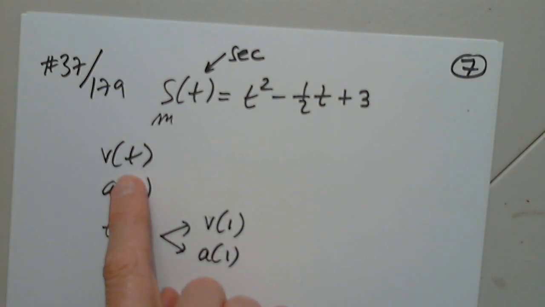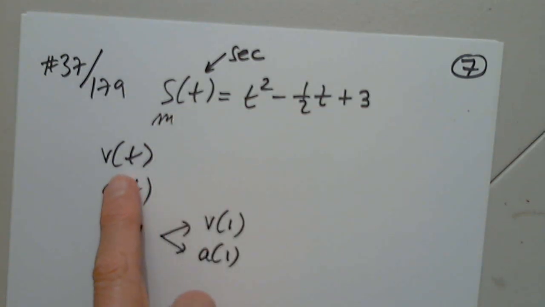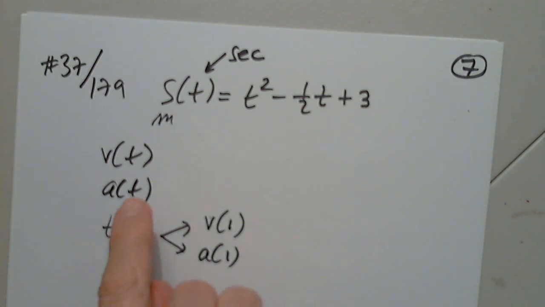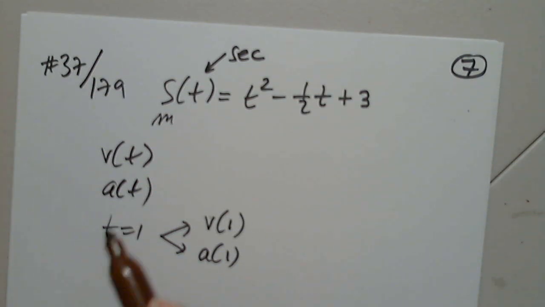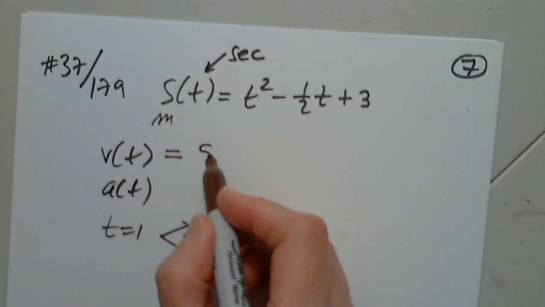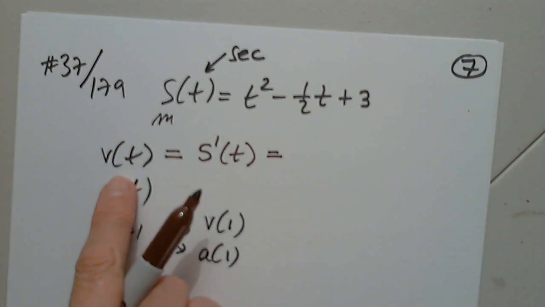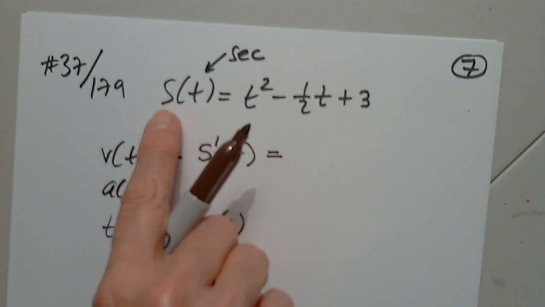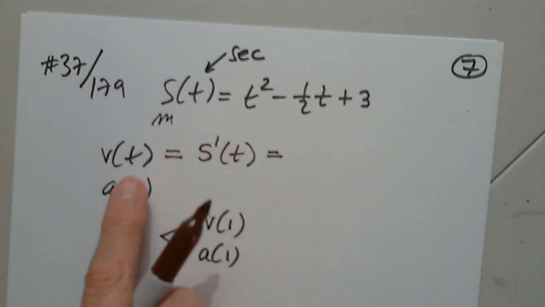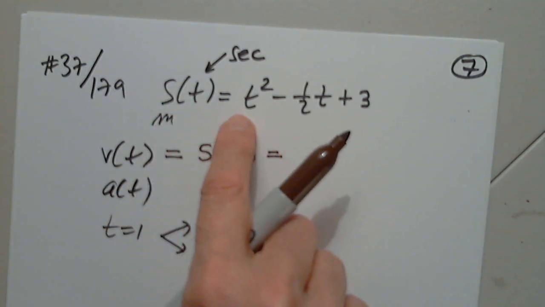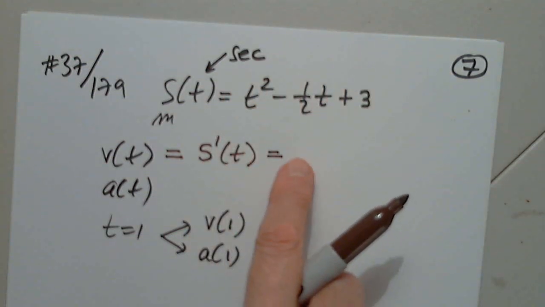Okay, how do I determine the velocity? I have the distance function. How do I determine the velocity, and what does the velocity represent? The velocity is the derivative of the distance function. The velocity is the rate of change of the distance with respect to time. That's why the velocity is s prime. Can anyone differentiate s of t so we can find the velocity?